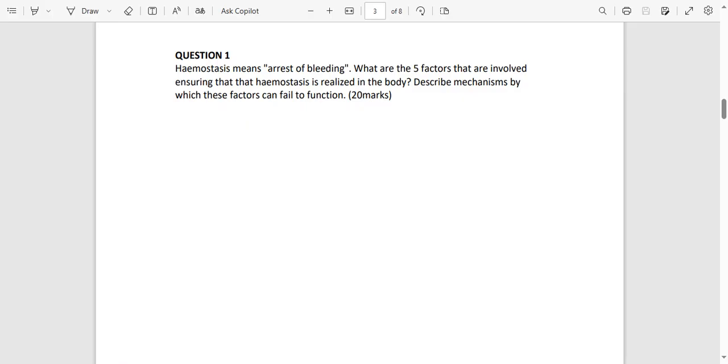In case you have got any idea on the question, just be free to open the mic and then you'll be able to answer. So let's start with the first part of the question. What are the 5 factors that are involved in ensuring that hemostasis is realized in the body? Anyone that can help us with anything that they have? Anyone?